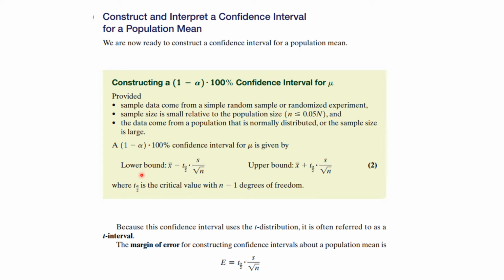So the lower bound is going to be x bar minus t alpha over 2, which we get from the t distribution, times s over the square root of n. That is the lower bound. And the upper bound is x bar plus t alpha over 2 times s over the square root of n. And t alpha over 2 is the critical value found from the t distribution with n minus 1 degrees of freedom. Now, as before, this is x bar minus a thing called the margin of error. And this is x bar plus a thing called the margin of error.